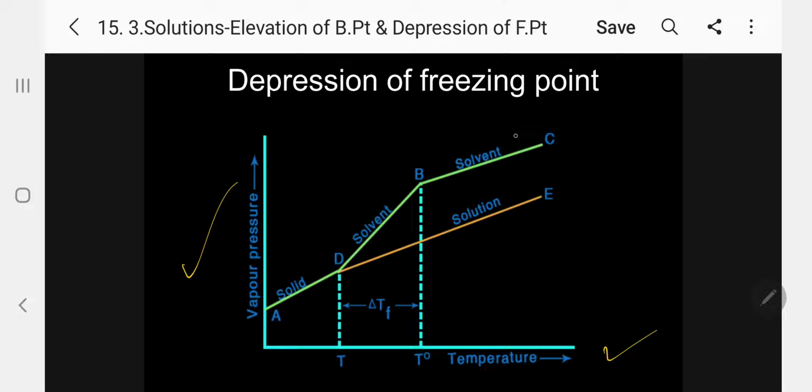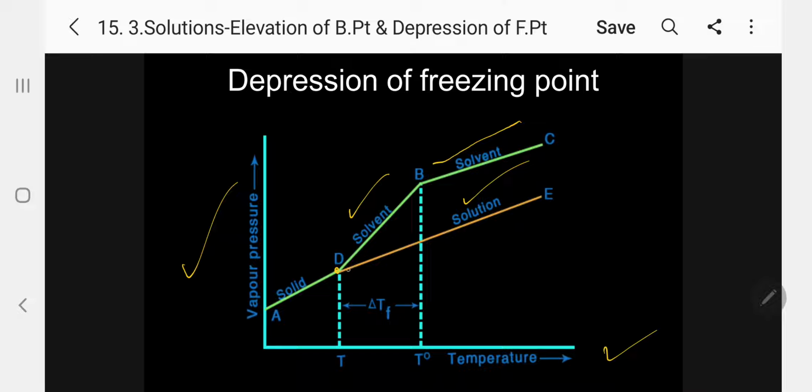Kindly see here, that is CB, the pure solvent. Then again BD, again pure solvent. Then when you add a known amount of non-volatile solute, it will become a solution. Now what will happen? Automatically the vapor pressure will be less. So ED is the vapor pressure curve of the solution, and they are meeting at a point now.